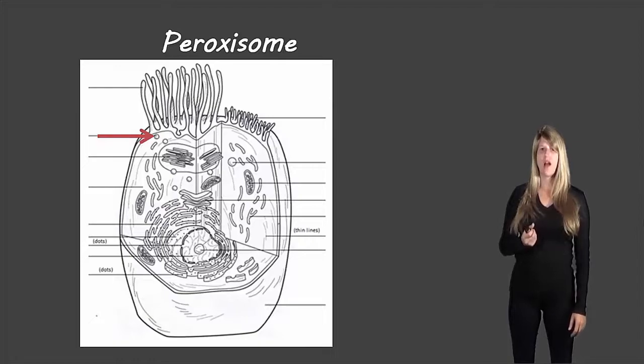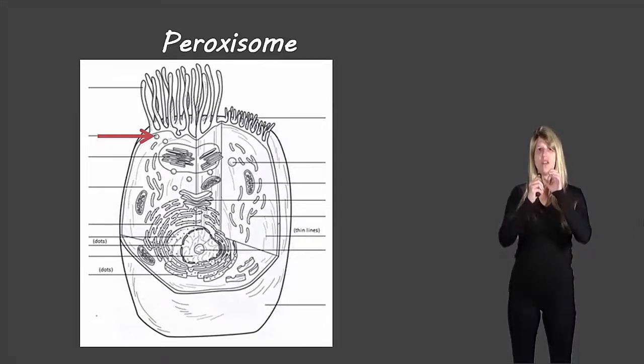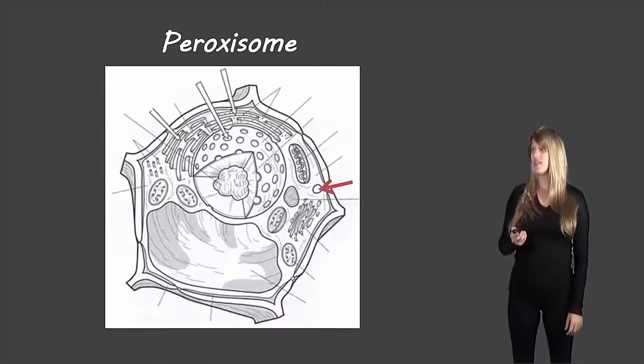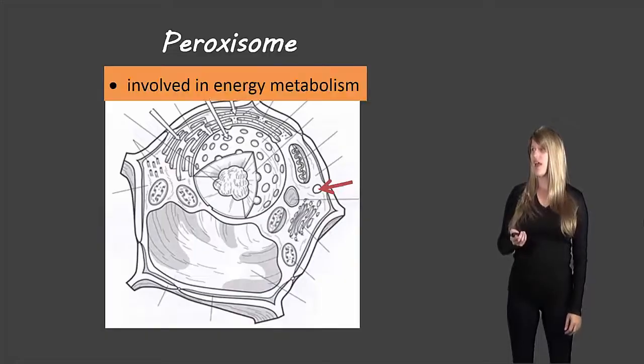The next one is the peroxisomes, and these are the smaller round circles. And these exist in the plant cells as well. They look the same, little small circles. And they're involved in energy metabolism.